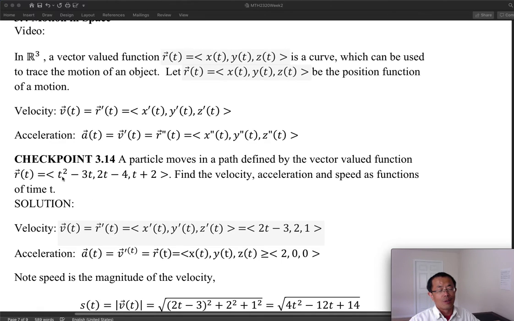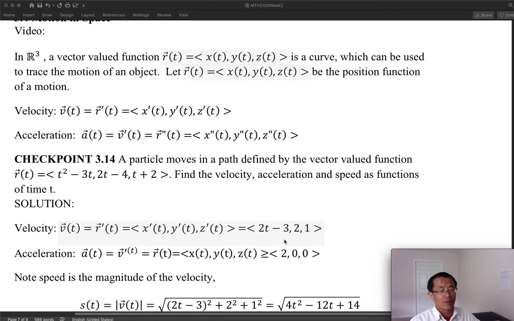The derivative of t squared minus 3t is 2t minus 3. The derivative of 2t minus 4 is just 2. The derivative of t plus 2 is 1. And that is the velocity. At a different time, the velocity is different because the particle may move in a different direction at a different rate. So velocity is a vector.